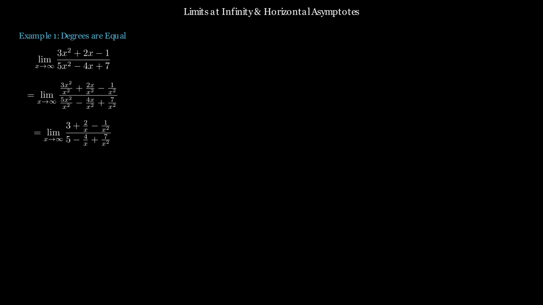Using our key rule, we know that as x approaches infinity, any term with x in the denominator will approach 0. So 2 over x, 1 over x squared, 4 over x, and 7 over x squared all become 0. This leaves us with the final answer of 3 over 5. This means the function has a horizontal asymptote at the line y equals 3/5.